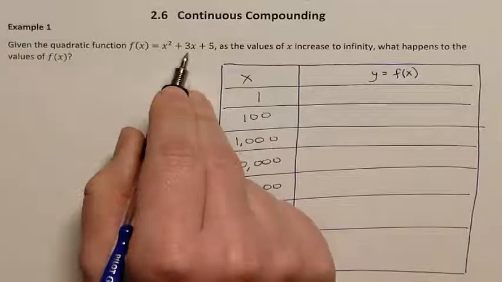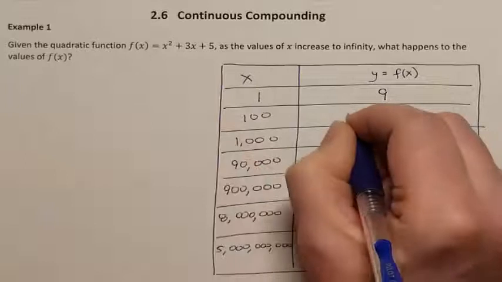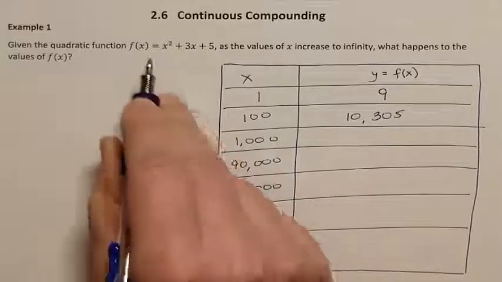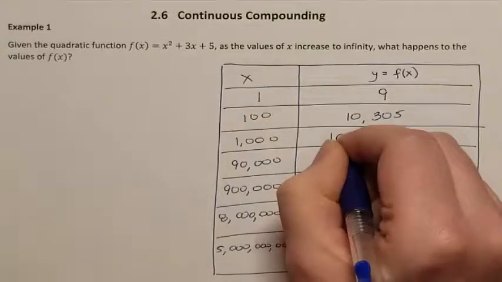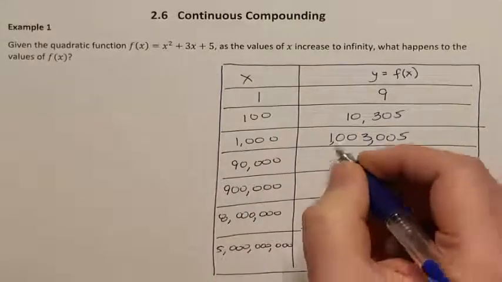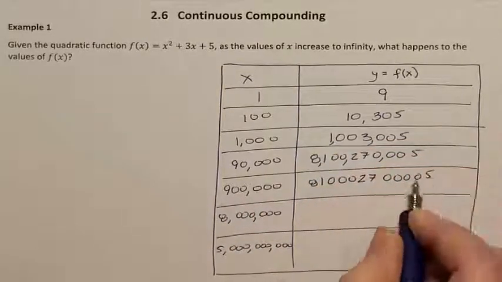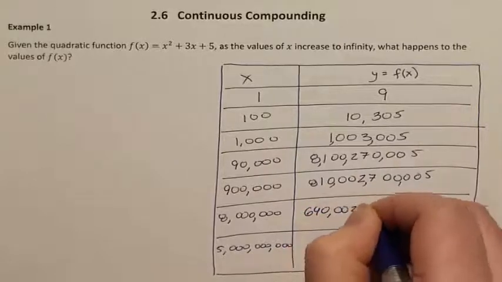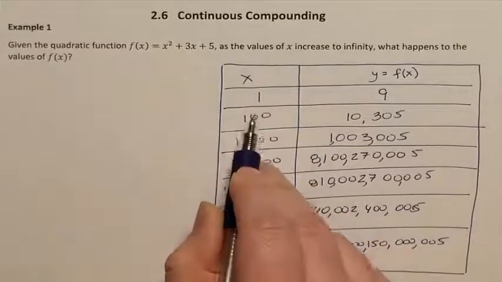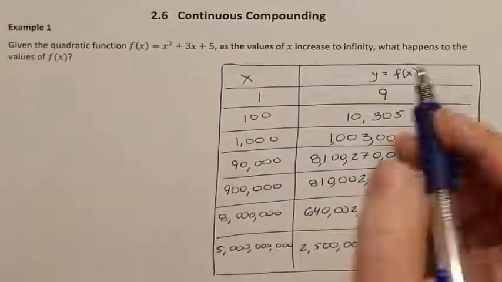So plugging in 1 to this function, I got the answer 9. 100 into this function, I got 10,305. Plugging 1,000 into this function, I got this number. Plugging the rest of the numbers into this function, these are the answers I get. So my x's got larger. As my x's increase to infinity, what happens to the answers, the values of f of x?